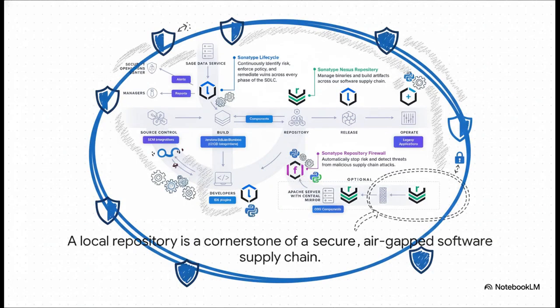This diagram here really gets to the why. Why would you go to all this trouble? Because a local repository isn't just a convenience for developers. It is a cornerstone of a secure software supply chain. It's the gatekeeper. It lets you scan, approve, and manage every single piece of code before it ever enters your system, which keeps your security team happy and protects you from attacks.